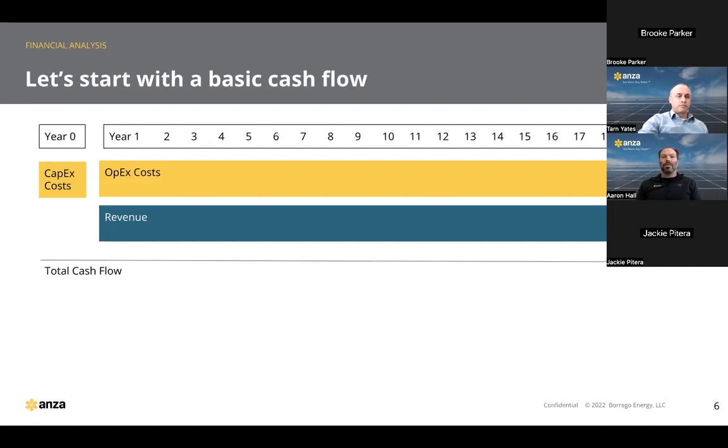Those annual cash flows get totaled and discounted to arrive at internal rate of return, or another metric that's used as net present value. At Anza, we focus on net present value, and that's the metric we're going to be referring to today in our examples.